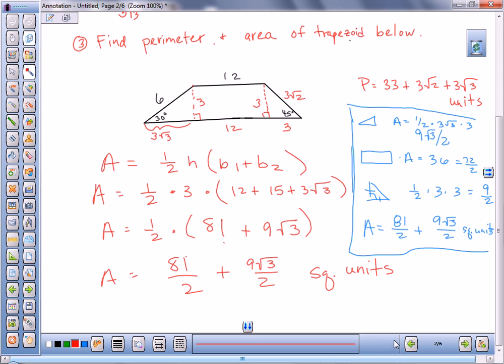So on a trapezoid, the bottom and top are always parallel? On a trapezoid, the bases are always parallel. I didn't realize that. All right, any questions about number 3?